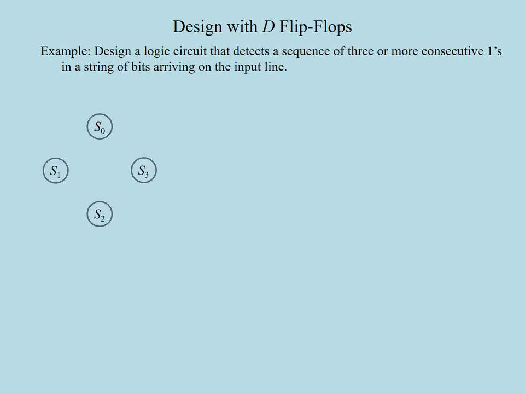S0 is the state of having a 0 as the most recent arrival. S1 is the state of having a 1 after the most recent 0. S2 will denote that a pair of 1s are received after the last 0. Finally, S3 corresponds to the case where 3 or more consecutive 1s are received.